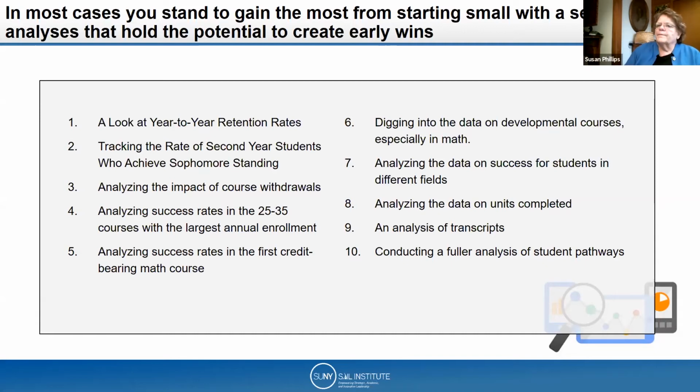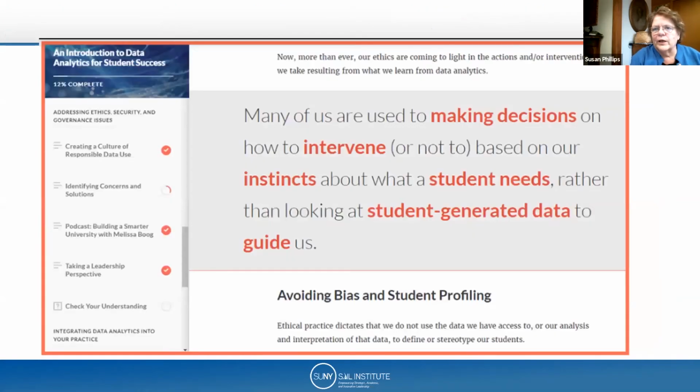Yeah, so that really leads to the next slide, which is what we're used to doing here: making decisions based on our instincts. Well, they're not doing well because they party too much, or that kind of conclusion. And rather than using the student data to guide us, that's really the message of this slide.